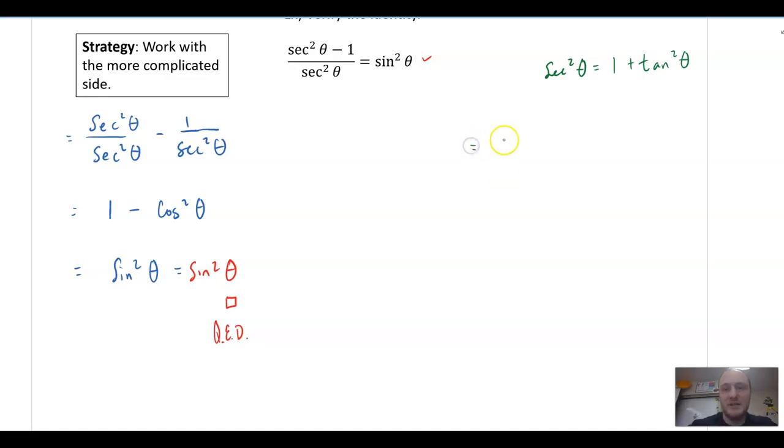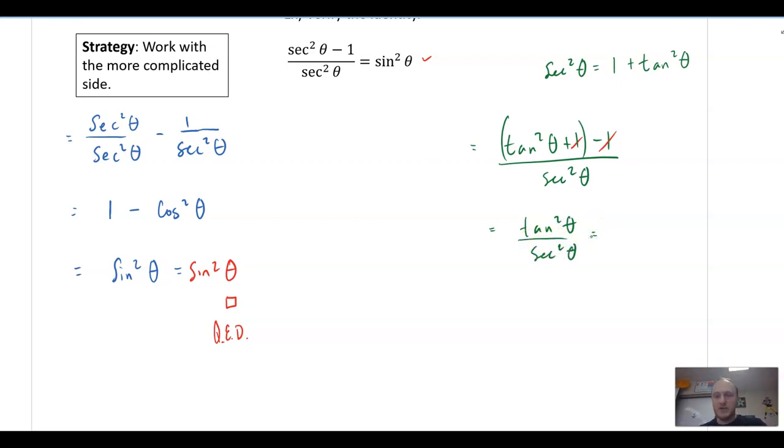So I'll say that this is equal to tan squared theta plus 1, minus 1, all over secant squared theta. Well, my 1's cancel, right? So now we have tan squared theta over secant squared theta. Okay, and kind of a trick is to go ahead and separate these. So if I separate it like this, this is tan squared theta times 1 over secant squared theta.